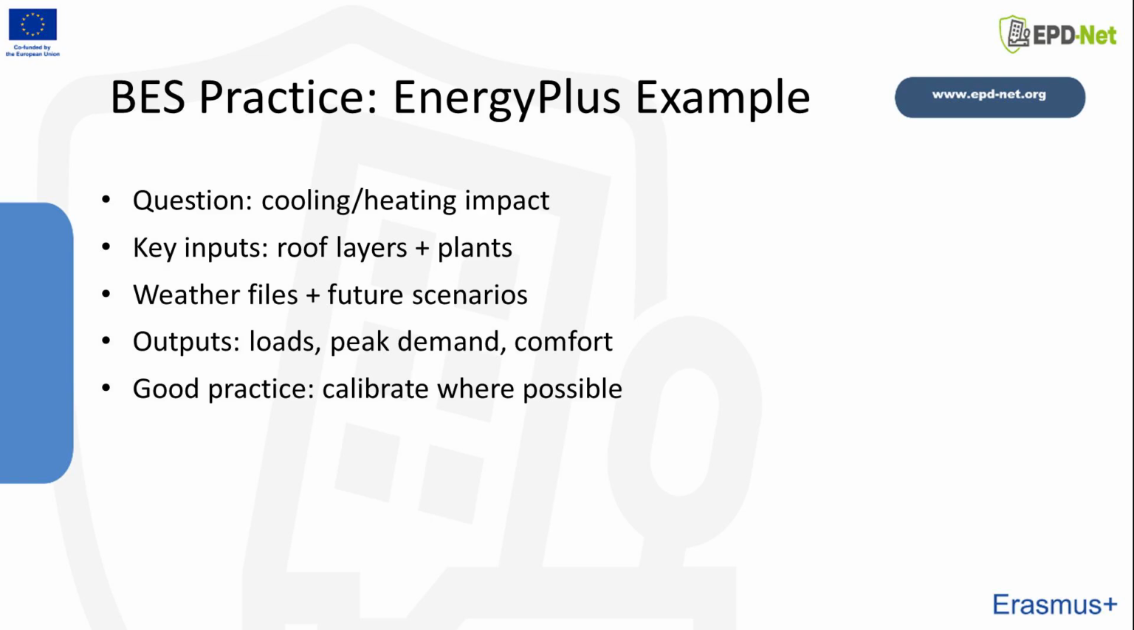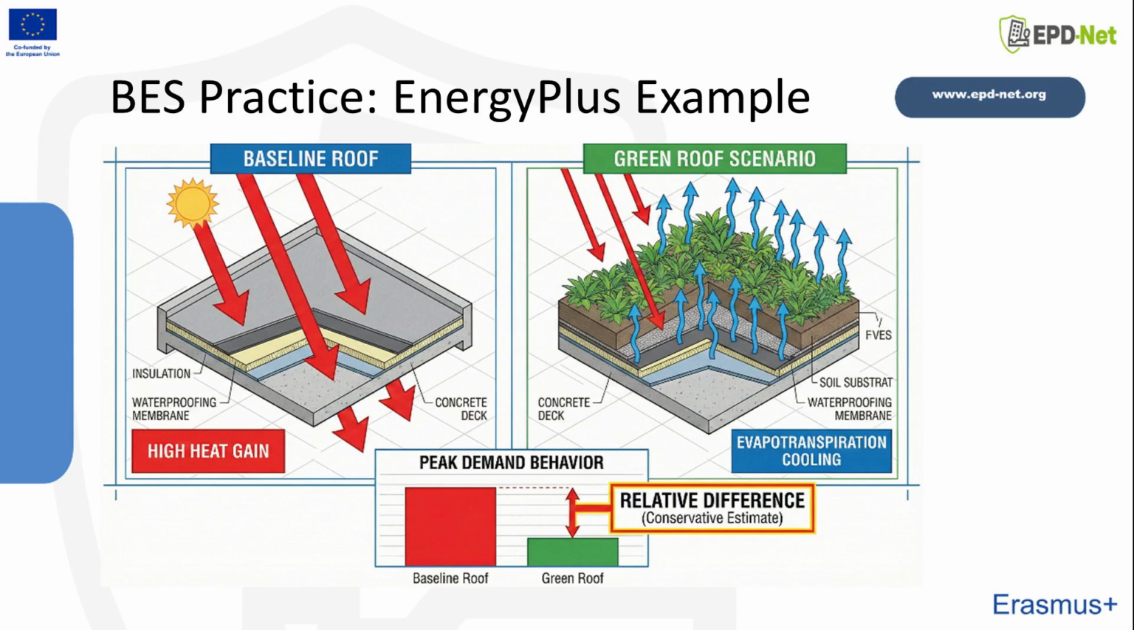For building energy questions, a common practice is to use a whole building simulator such as EnergyPlus with a green roof module. You start by defining the question: cooling load reduction, peak demand, or indoor comfort. Then you define roof layer properties, plant parameters, and weather data. Outputs typically include changes in annual loads and peak hour behavior. If you have a monitored building, calibration strengthens credibility. If you do not, sensitivity analysis is essential. Always report results as differences from a baseline roof and specify the time horizon, because a summer peak effect can look very different from an annual average.